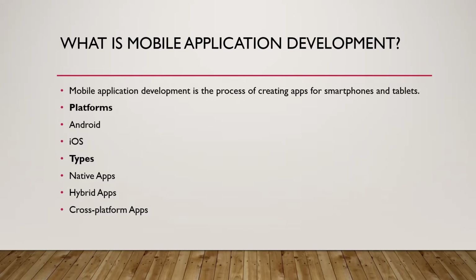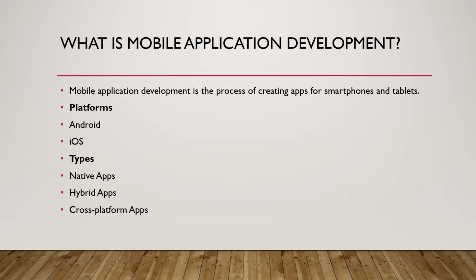Now we are moving to mobile application development. Mobile application development is the process of creating apps for smartphones and tablets. What is meant by mobile application development? It is the software which we use on mobile. We install these apps from the Play Store. So installation is required for a mobile application. What are the platforms we are using here? Android and iOS.